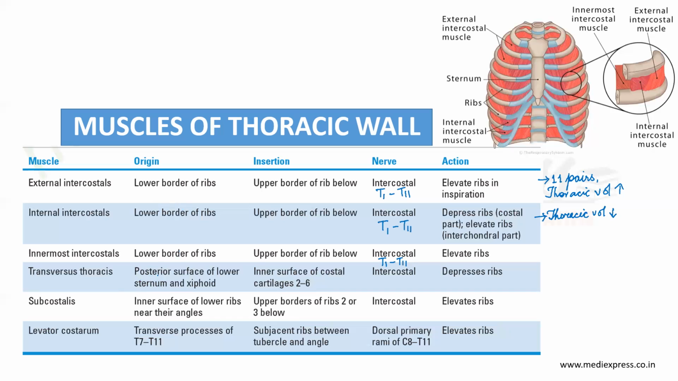So the origin is posterior surface of lower sternum and xiphoid, and insertion is into the inner surface of the costal cartilages, and that too from 2 to 6. The nerve innervation is again intercostal nerves here, but the root value is T2 to T6. And what does it do? It weakly depresses the rib. That is one important action of transversus thoracis. Next one is the subcostals.